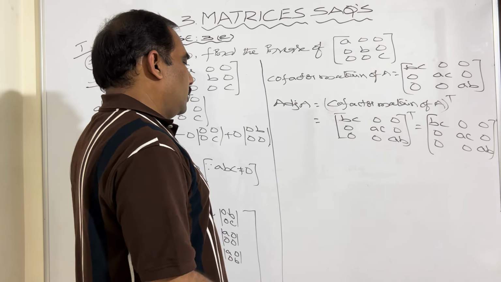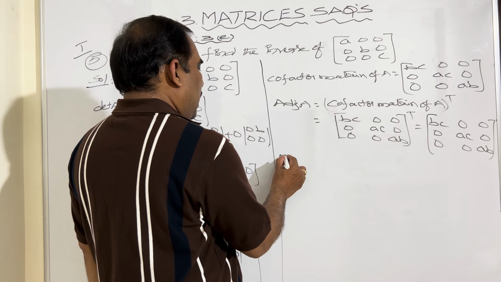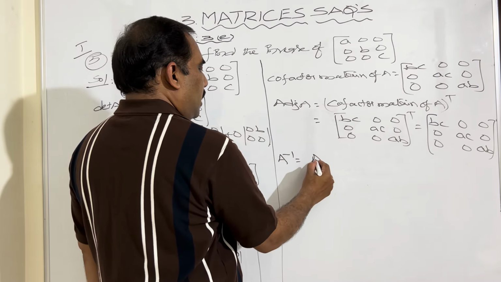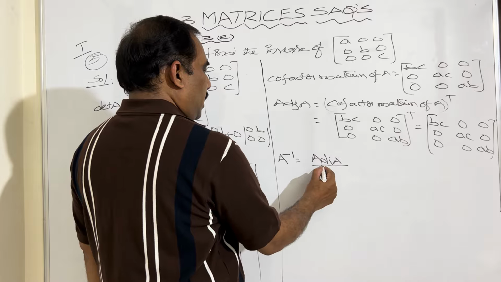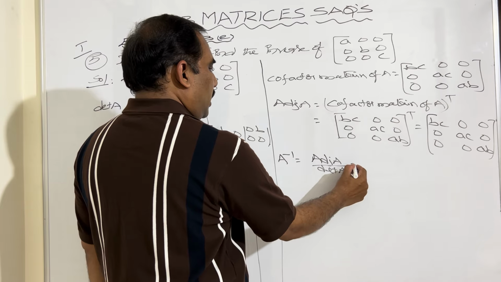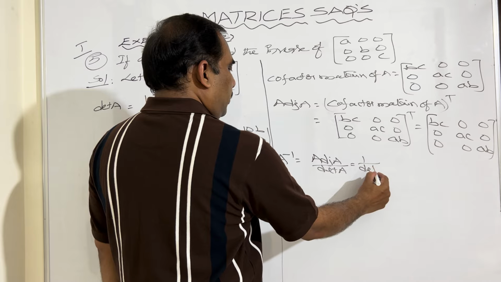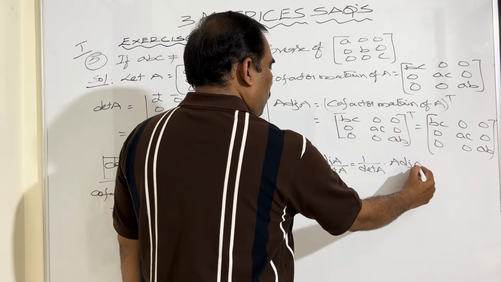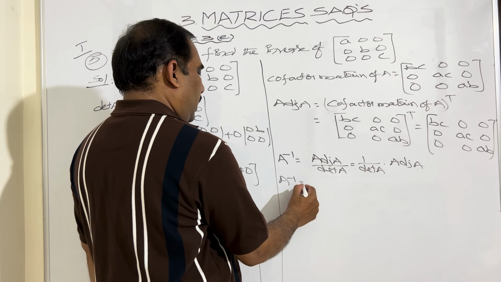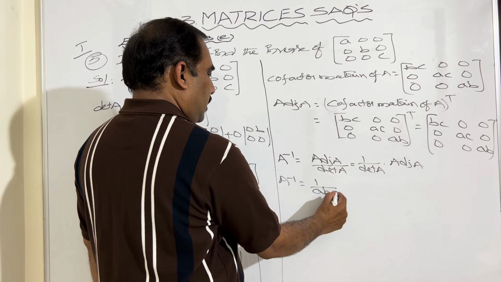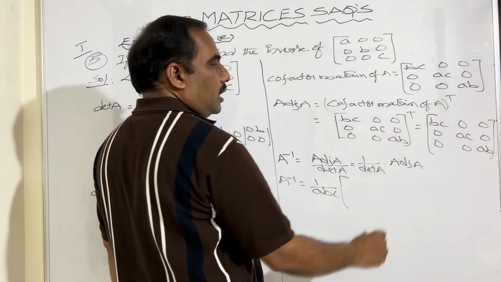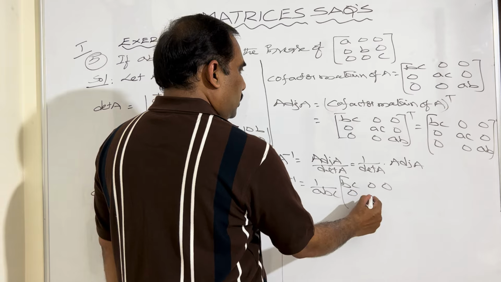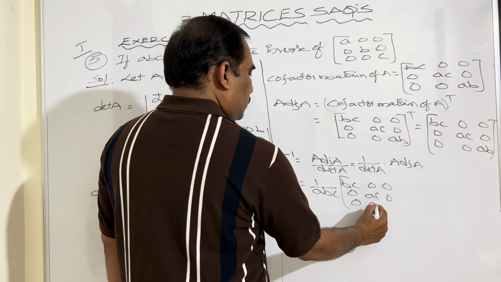So to find A inverse of this matrix, the formula is adjoint of A by det A. Adjoint of A by det A can be written as 1 by determinant of A into adjoint of A. Now A inverse is equal to 1 by determinant of A, which is ABC, times the adjoint matrix BC 0 0, 0 AC 0, 0 0 AB.